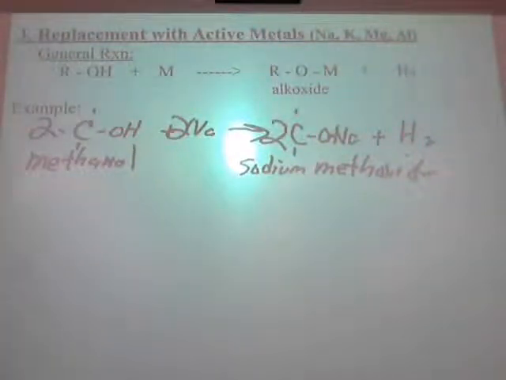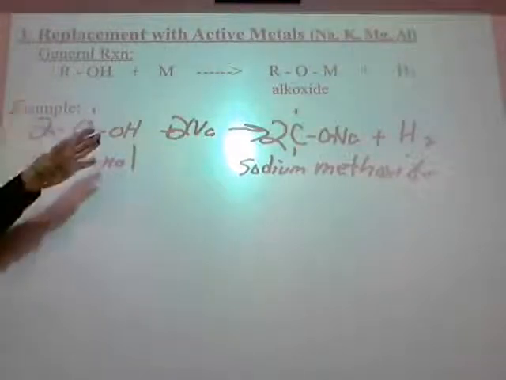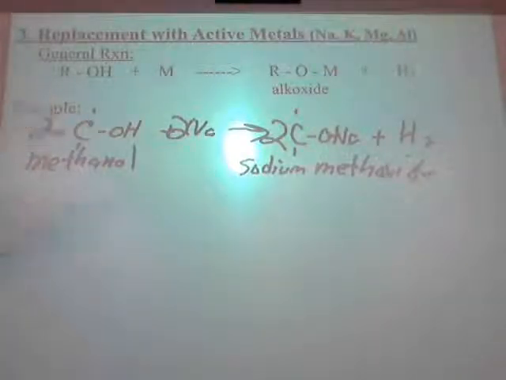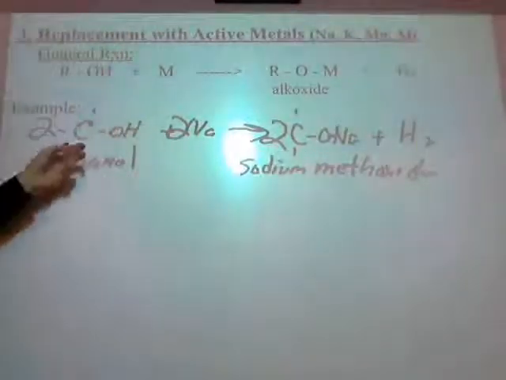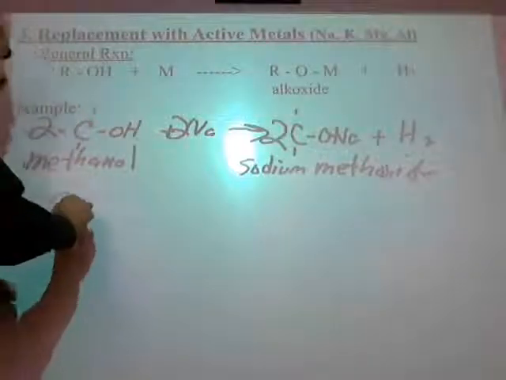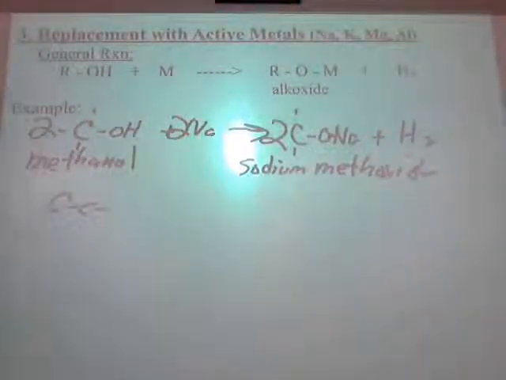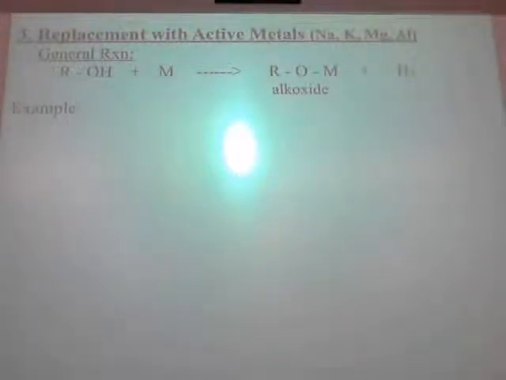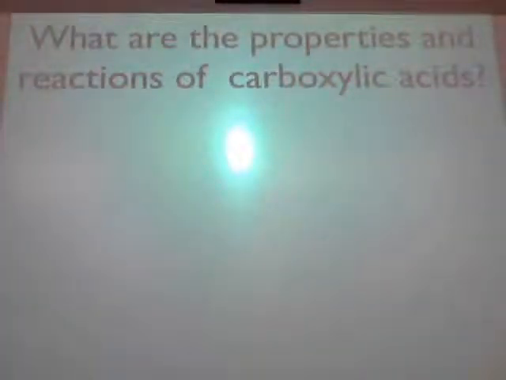Okay? And that pretty much covers the alcohol reactions. It's the methoxide because there's 1 O. No, it's meth because there's 1 carbon. If this had been 2 carbons, what would it have been called? Ethoxide. Propoxide, okay? All right.